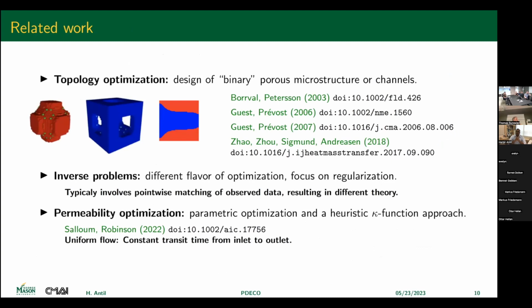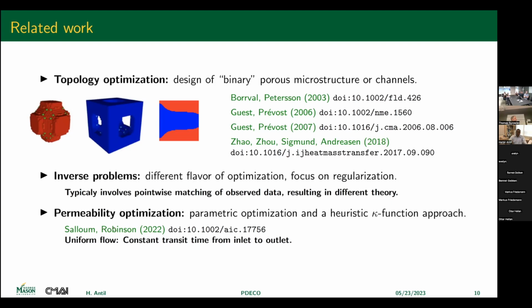So in order to solve this problem, we're going to borrow some ideas from topology optimization and inverse problems. Related problems occur in topology optimization, where somebody tries to design a binary porous microstructure or channels. And we're going to be borrowing some ideas, and I'll be precise about that in a minute. Similar problems also occur in inverse problems, like the one I described at the start of the talk, for instance. Typically, one tries to do point-wise matching of displacement or pressure for the inverse problem, but we are trying to match the gradient of the pressure, which is the Darcy velocity.